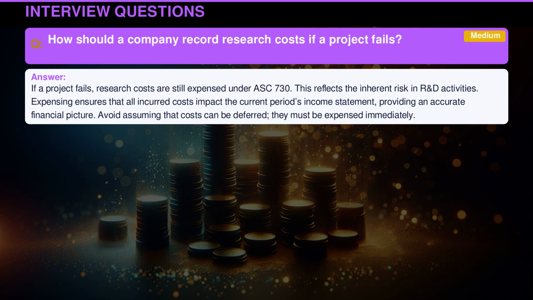If a project fails, research costs are still expensed under ASC 730. This reflects the inherent risk in R&D activities. Expensing ensures that all incurred costs impact the current period's income statement, providing an accurate financial picture. Avoid assuming that costs can be deferred; they must be expensed immediately.